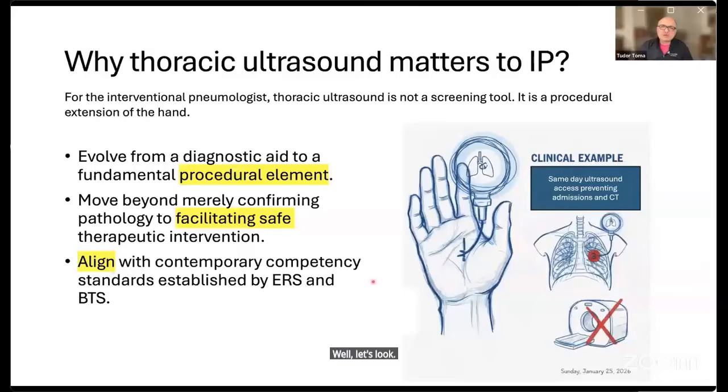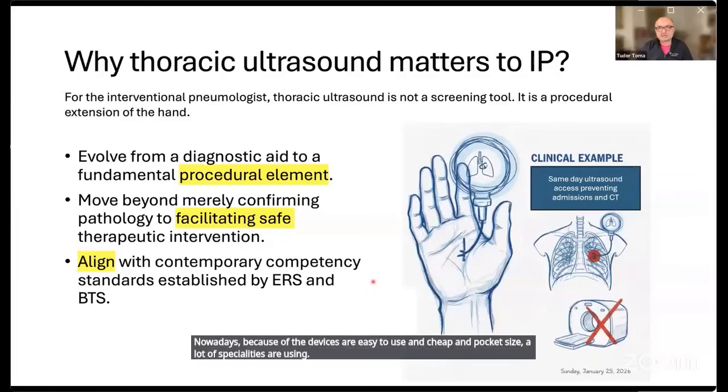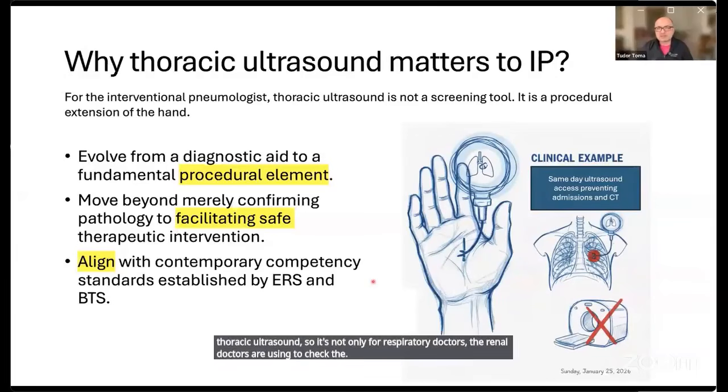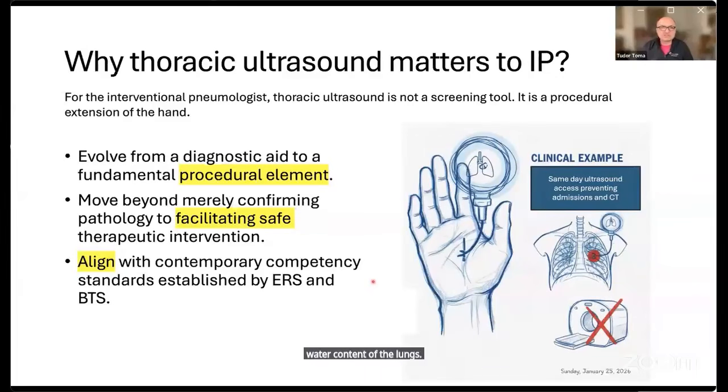Well, let's look at pulmonology. Nowadays, because the devices are easy to use, cheap and pocket size, a lot of specialties are using thoracic ultrasound. So it's not only for respiratory doctors. The renal doctors are using it to check the water content of the lungs. The emergency doctors are using it for rapid diagnosis and so on.